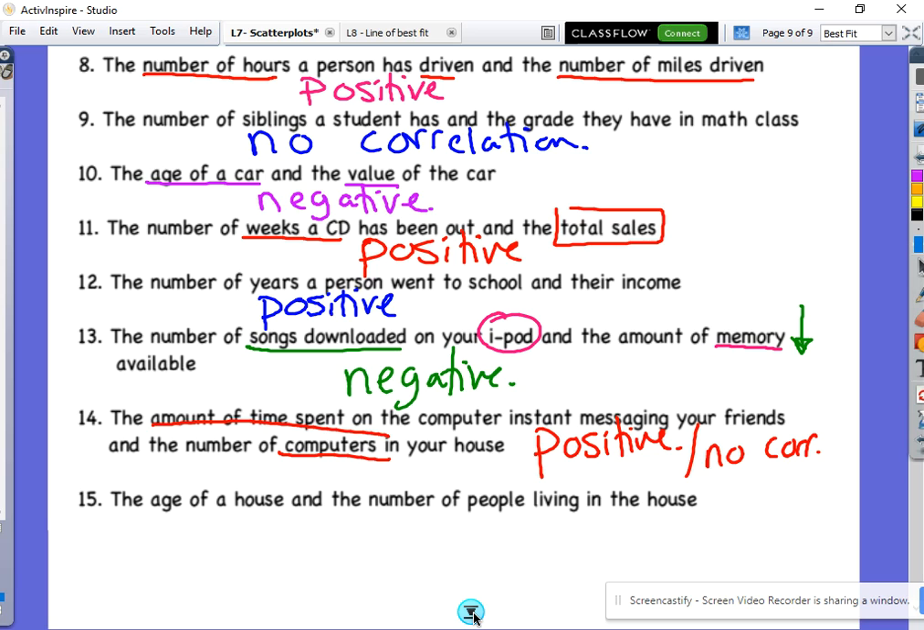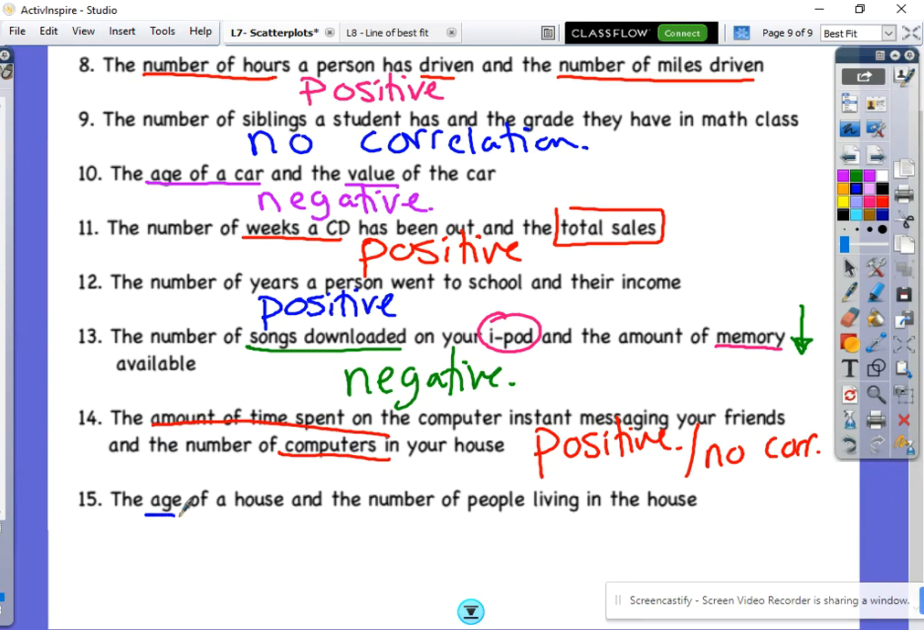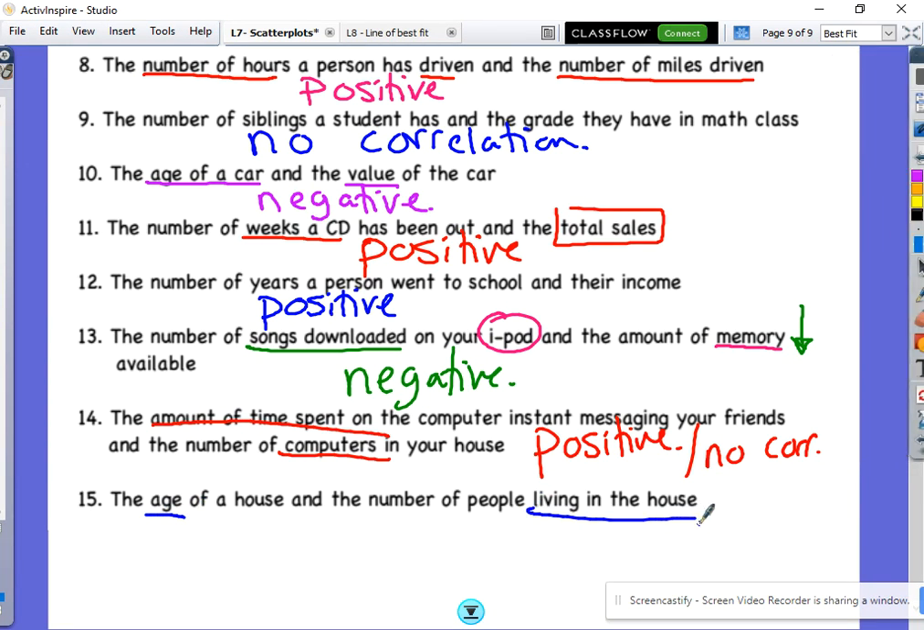All right, the last one here, the age of a house and the number of people living in the house. Is there any connection between how old your house is and the number of people you have living there? There really isn't. You can have a massive house with two people living in it. You can have a tiny house with 5, 6 people living in it. So really, in this case, there shouldn't be any definitive correlation between the age of a house and how many people are living in it.